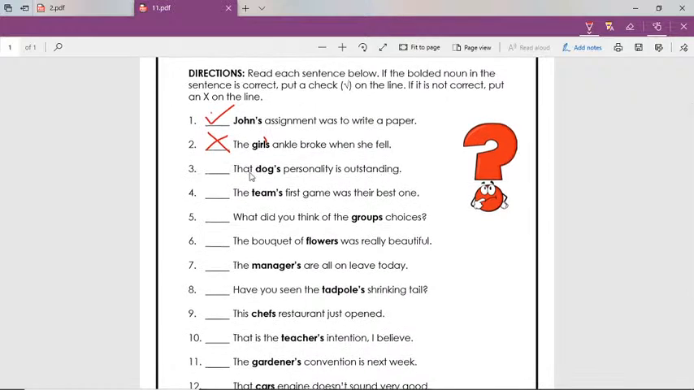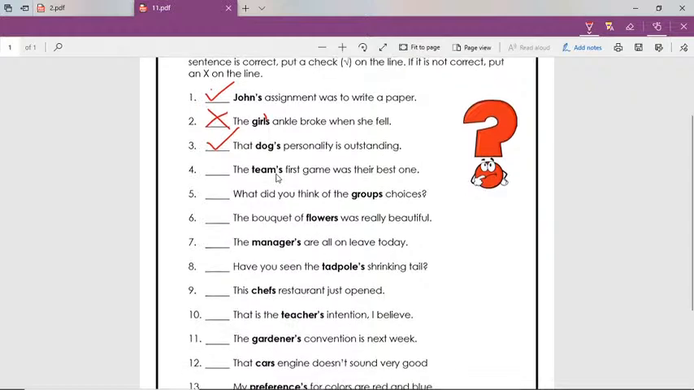Question 3. That dog's personality is outstanding. This is correct. You've got the dog's personality. The personality belongs to the dog. So you've got an apostrophe and you've got an S. That's absolutely fine. That's correct.